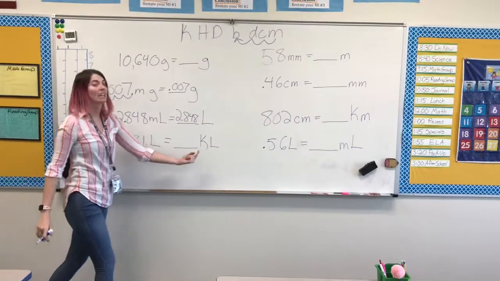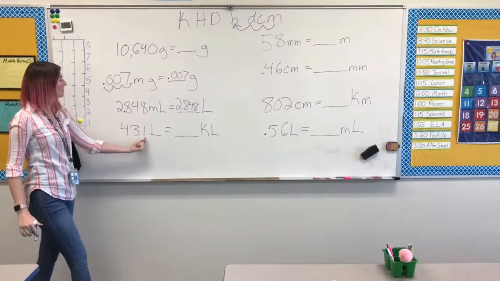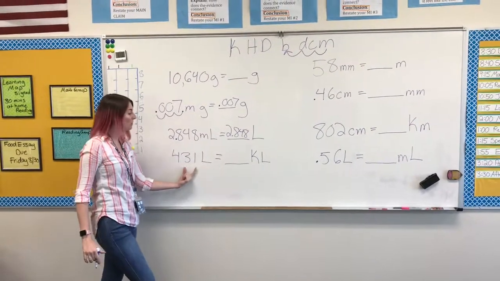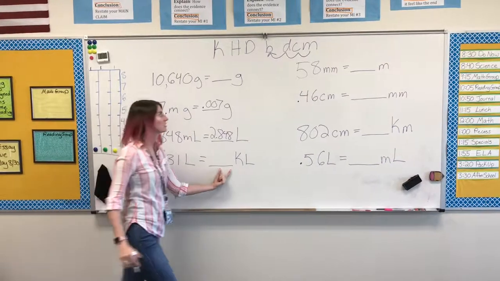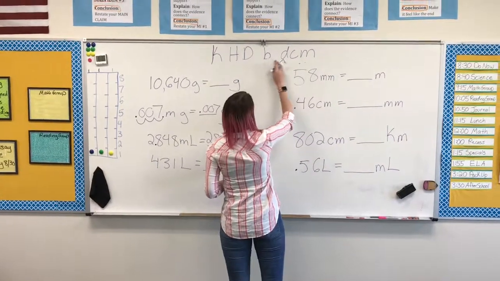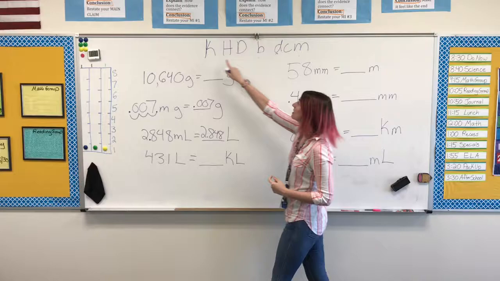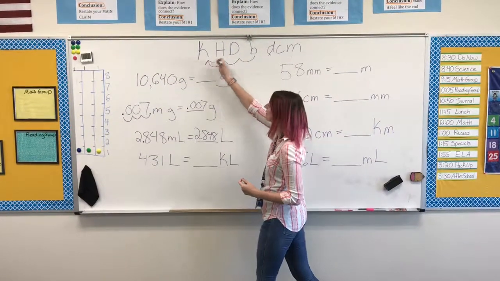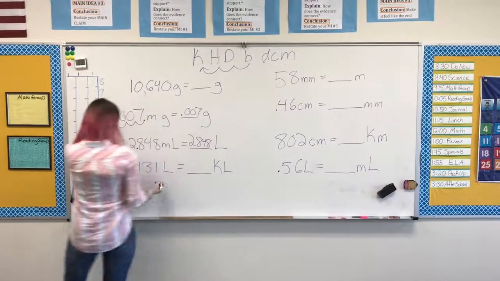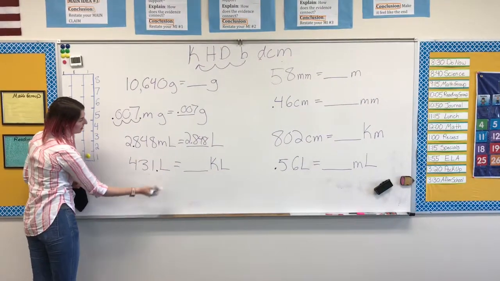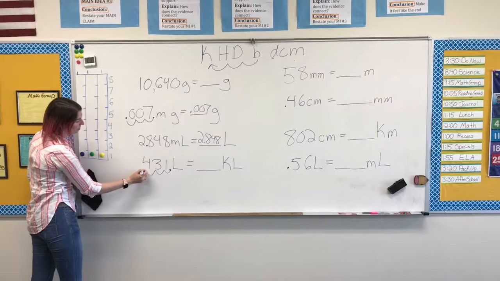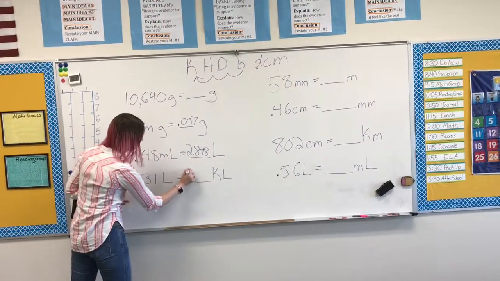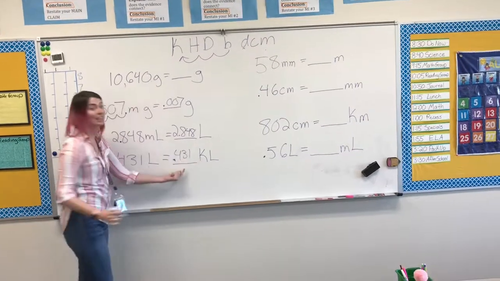Now from liters to kiloliters, 431 liters, I know this. I don't know my kiloliters. So base unit to kiloliters. Back to my chart. Base unit to kiloliters. I go 1, 2, 3 times to the left again. Decimal right here. 1, 2, 3 times to the left. So now I have 431 thousandths kiloliters.